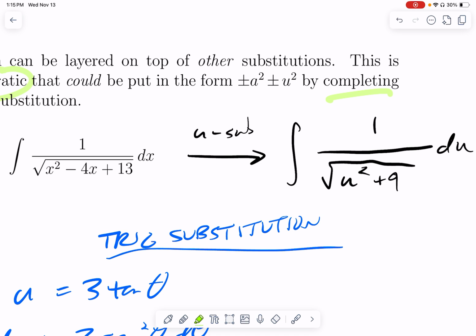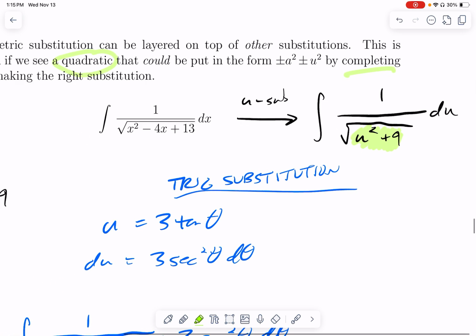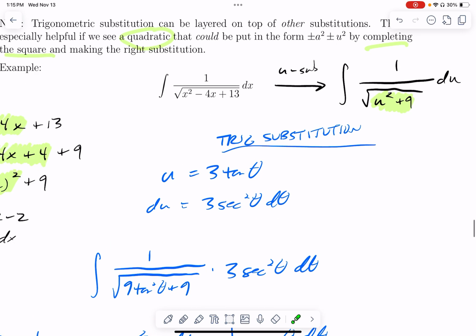Now we're noticing one of these patterns that's good for trig substitution. And when we have adding, tangent will be helpful. So the recommended trig substitution would be u equals 3 tangent theta. And that means du would be 3 secant squared theta d theta. So now let's do that trig substitution. So my 1 in the top stays the same. My radical is now u squared is 9 tangent squared theta plus 9. Du is this expression. Let's simplify and see what happens.